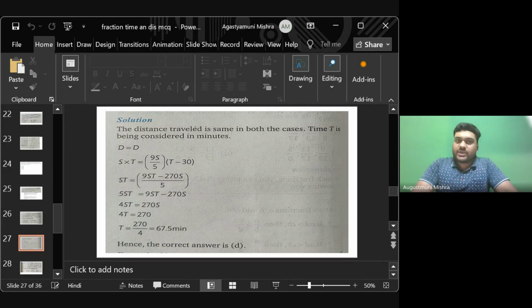So I hope that is clear to everyone. That is a very basic equation. When you solve it in your copy or notebook, then definitely it is going to help. I'm just changing the slide.